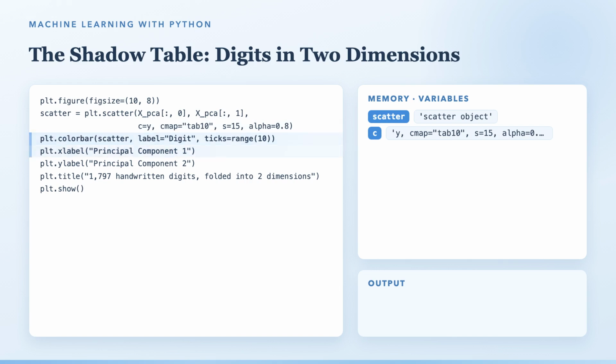First, plt.figure sets a generous canvas, 10 by 8. Then plt.scatter does the real work. The x positions come from column 0 of X_pca, the y positions from column 1. The colors come from y, the digit labels, painted with the tab10 color map. 10 soft colors for 10 digits, each dot small, size 15, and gently transparent at 0.8. plt.colorbar unrolls the ribbon legend, ticked from 0 to 9. Then we name the axes, principal component 1, and principal component 2, give the chart its title, and plt.show lets all 1797 digits settle softly onto the page.